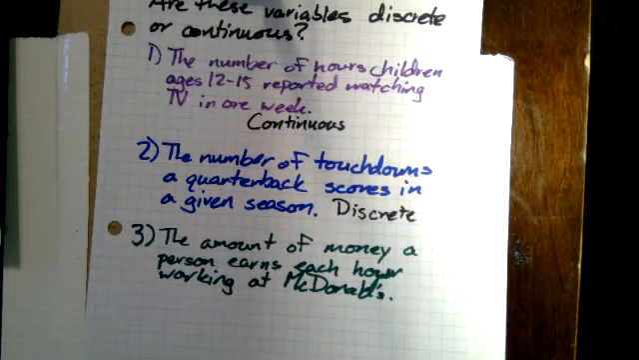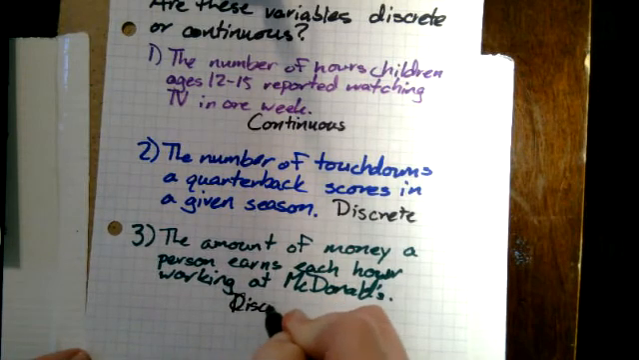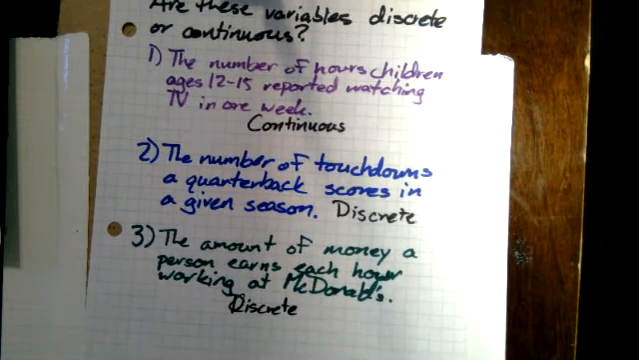The amount of money a person earns each hour working at McDonald's. This is discrete, because we could count this in terms of pennies or cents, in which case there is a whole number that we can assign to this. Usually we'd say it in terms of dollars, but because we can count it as a specific whole number, it is discrete.